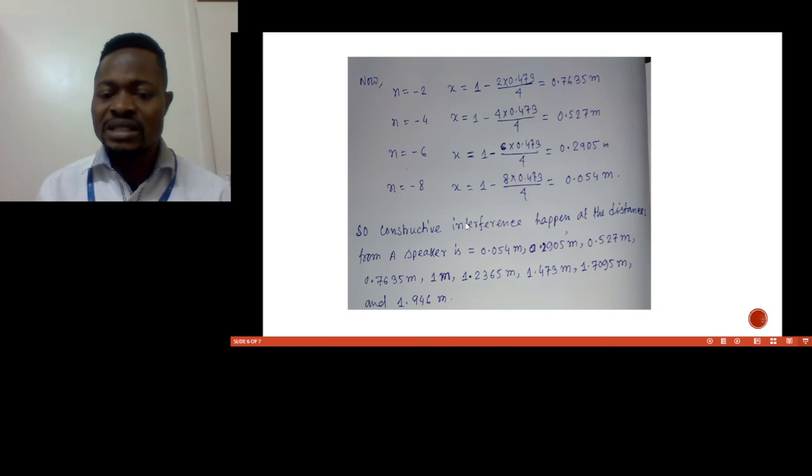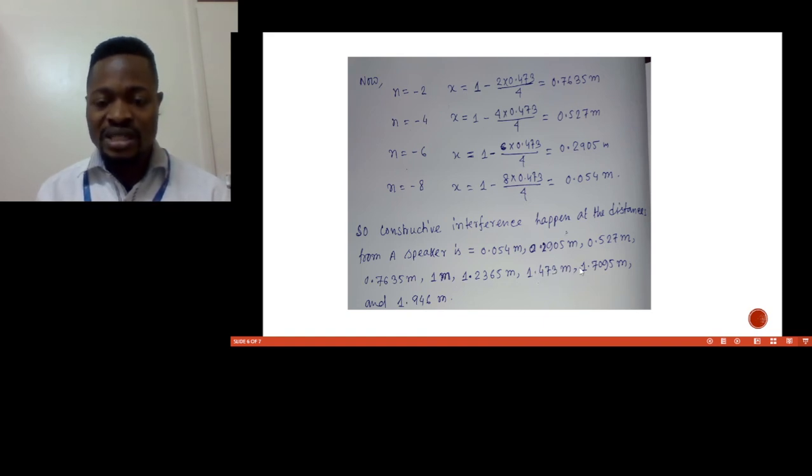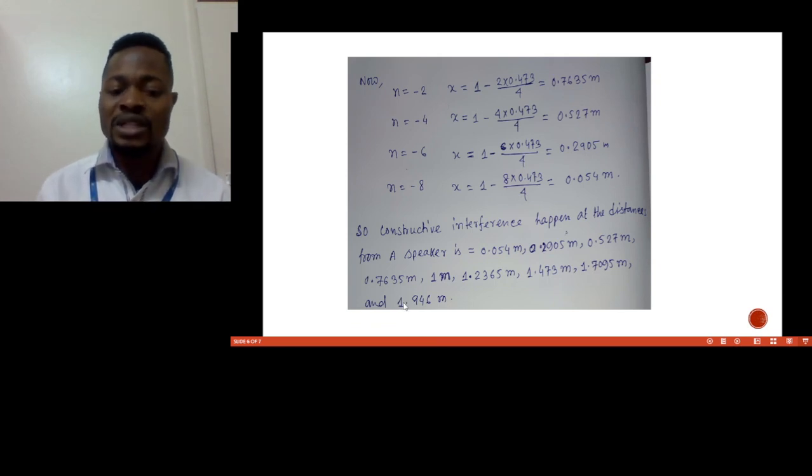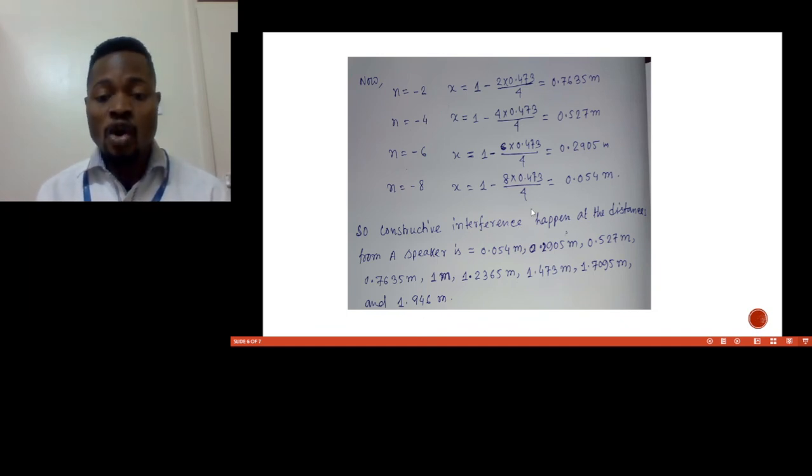So constructive interference happens at these distances from a speaker: 0.054 meters, 0.2905 meters, 0.527 meters, 0.7635 meters, 1 meter, 1.2365 meters, 1.473 meters, 1.7095 meters, and then 1.946 meters. So these are where constructive interference occurs along our x-axis.